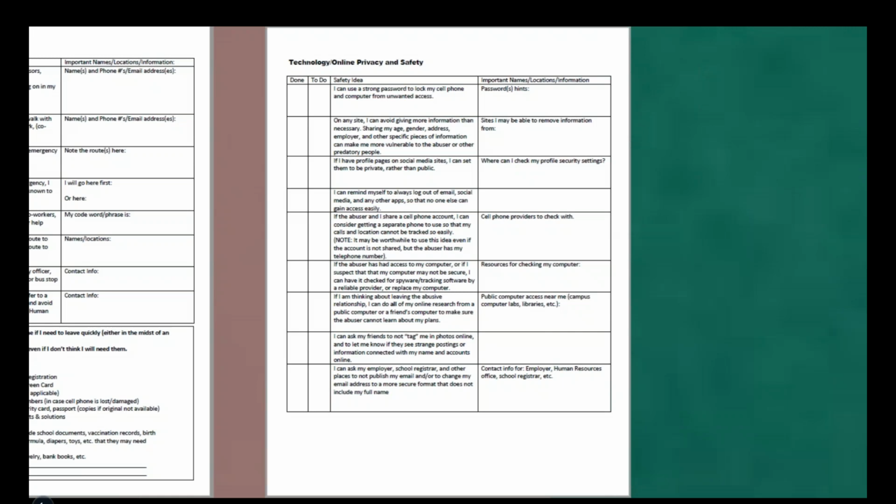One of the safety ideas that I love to use from this page would have to be, I can ask my friends to not tag me in photos online and let me know if they see strange postings or information connected with my name and accounts online. Almost everyone that I know is on social media. That may be different for some people, but I think that it is important to look at those privacy settings, when going through Facebook or Snapchat or Instagram, whatever platform that you use.